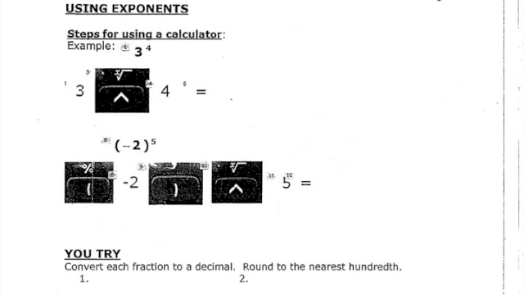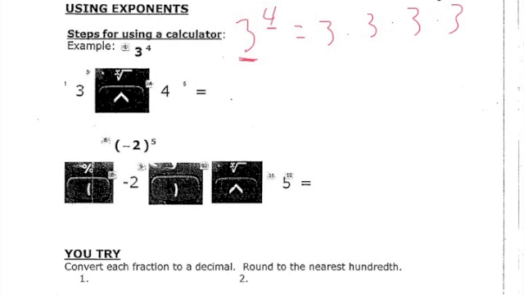Now we're going to talk about using exponents. Okay, you guys are going to use these all the time. We're going to have an entire unit over exponents later in the year. But for right now, we'll just learn how to use them on the calculator. So, if you had the exponent 3 to the 4th, what this means is 3 times 3 times 3 times 3. The exponent, meaning this guy up here, is just how many times you're multiplying the big number by itself. Okay, so you would multiply 3 by itself 4 times.